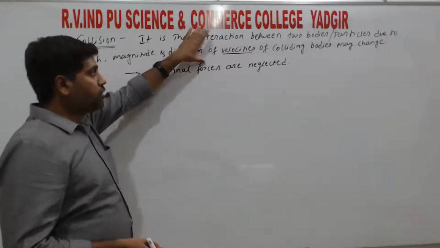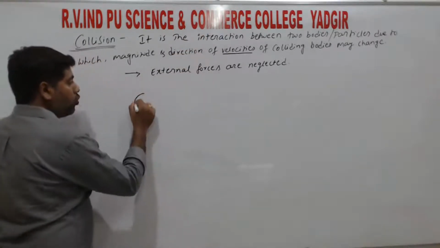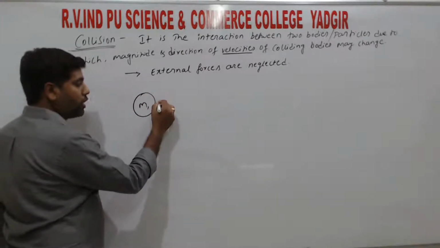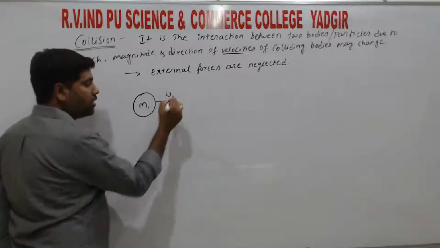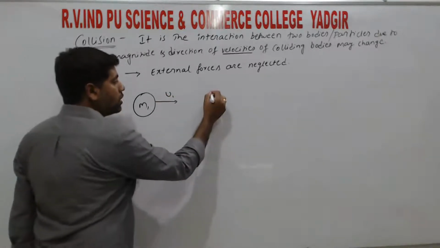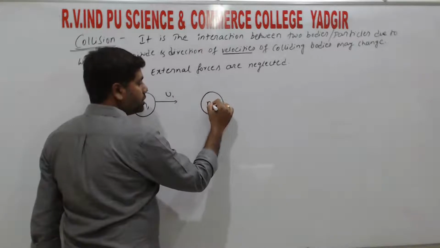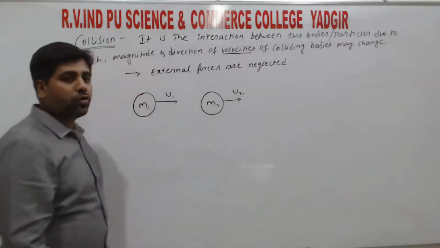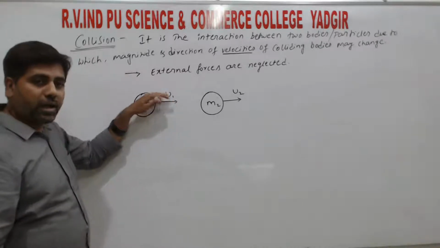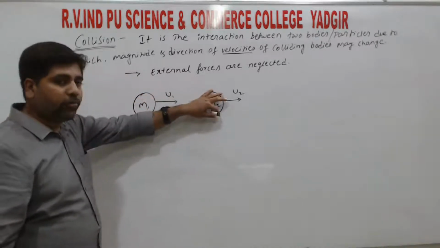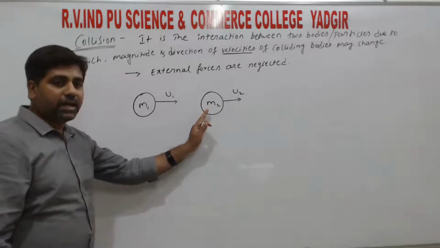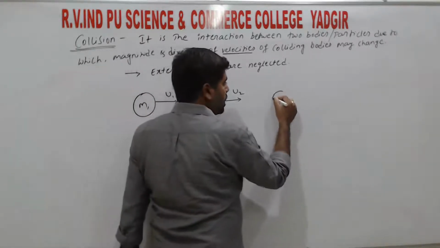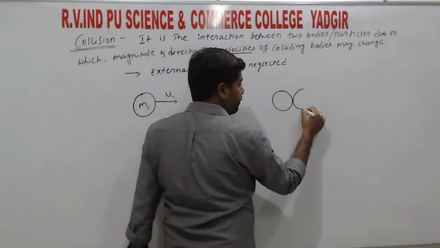So the explanation for this concept is considering two bodies of different masses or the same masses, right? So m1 moving with some velocity u1, and another body of mass m2 moving with some velocity u2. If the velocity of m1 is greater than m2, then these two get interacted, that means m1 collides with m2, right? We also discussed this in the last chapter.